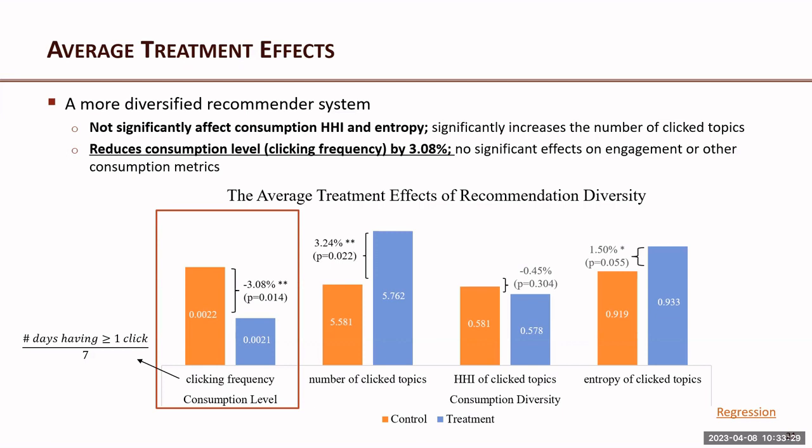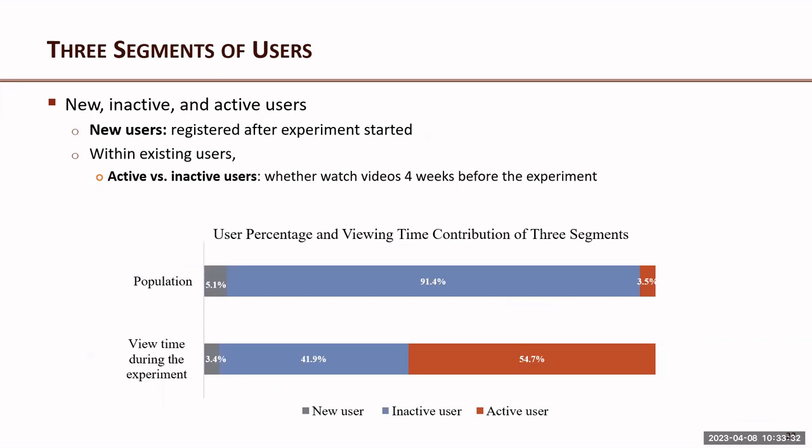Now let's look at how users respond heterogeneously. Specifically, we divide users into new, inactive, and active users. The new users are defined as those who registered after the experiment started. For the remaining existing users, we further divide them into inactive and active users, using the 1 month of data before the experiment. The inactive users are just those who never watched any videos 4 weeks before the experiment, and active users vice versa.